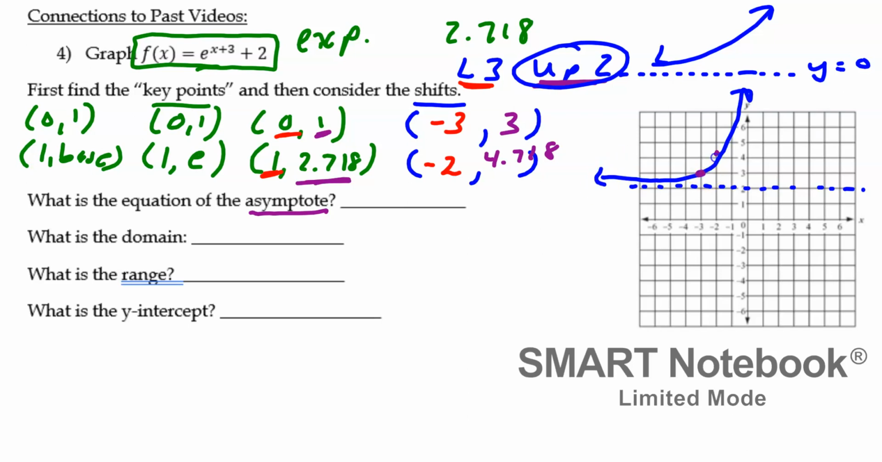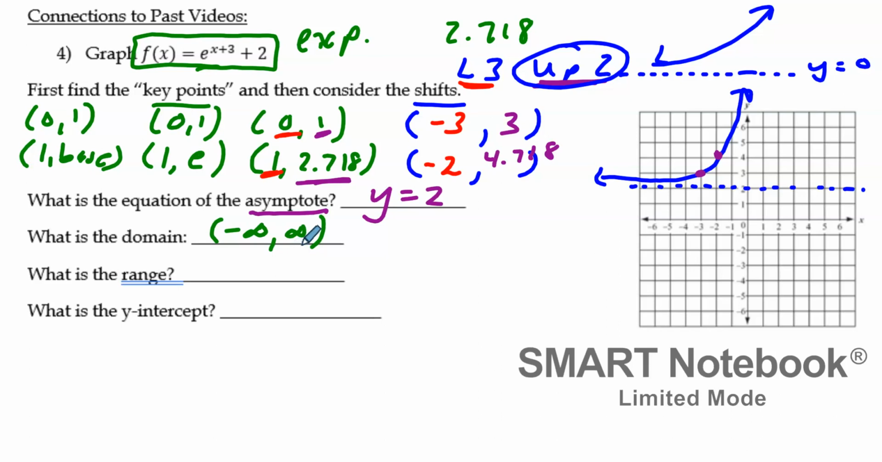Make those points apparent again here. All right. So what is the equation of that asymptote? Well, we are crossing the y-axis at 2, so we'd have y equals 2. Now that we have the picture, what is the domain? Well, we're going forever to the left and forever to the right. So my domain is negative to positive infinity.